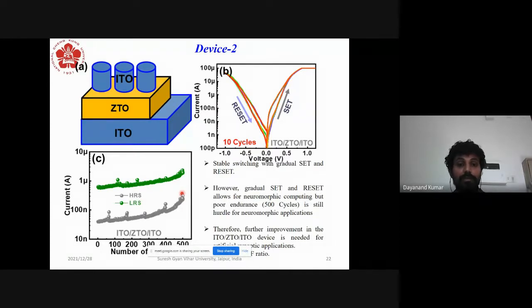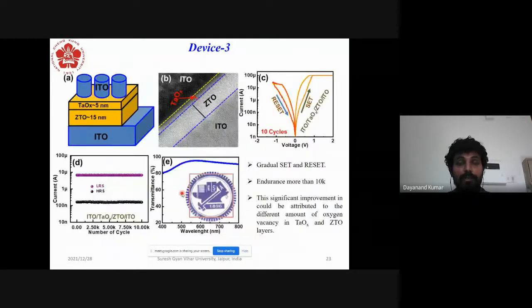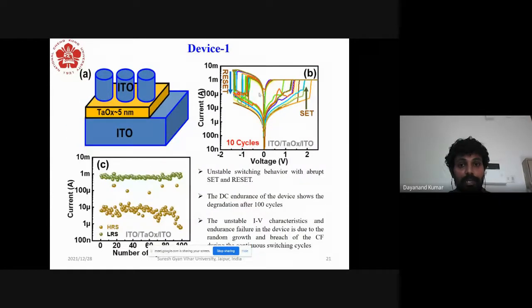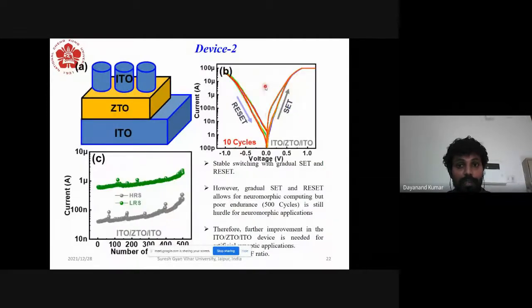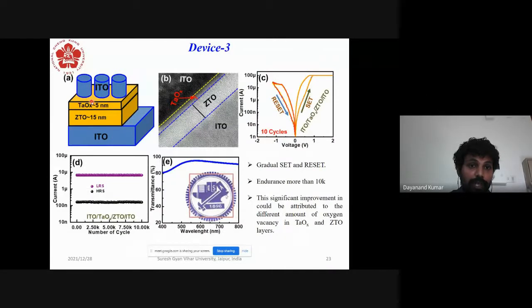So now we made another device that can fulfill the application for the artificial intelligence system. Actually, we use a bilayer structure, because if you see, this one has abrupt switching, and this one has very good non-linearity. So we decided, why not combine them together? Here we combine both layers together, and we made the bilayer structure.